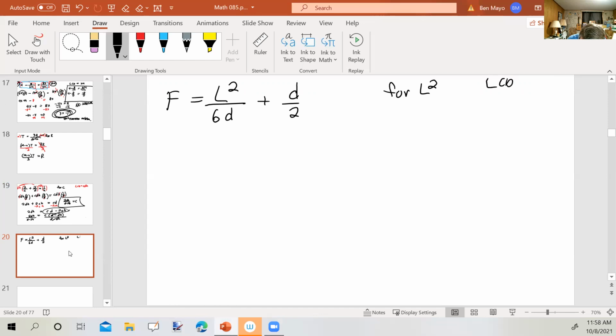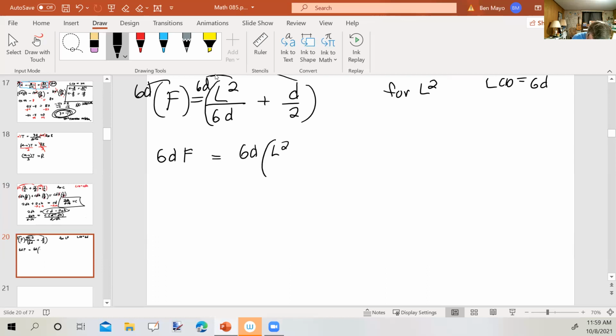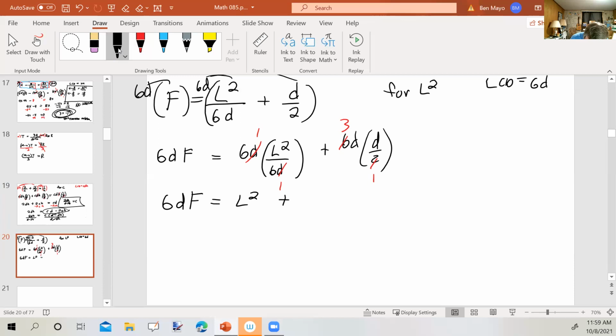So the LCD would be 6D. So that times 6D, that times 6D, distributing and multiplying, I get 6D times F equals 6D times L squared over 6D plus 6D times D over 2. Those are going to reduce out, and 6 over 2 is 3 over 1. So now I have 6DF equals L squared plus 3D squared.